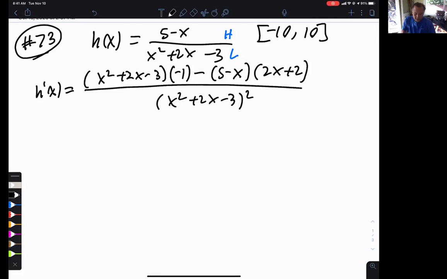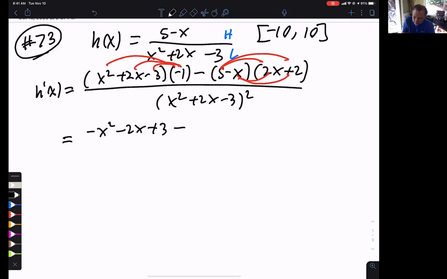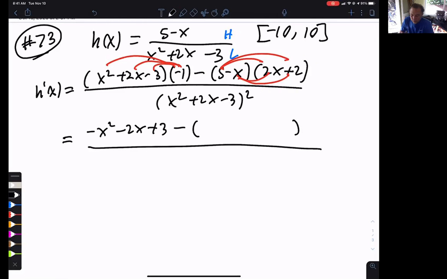Now we have to simplify. So I need to distribute that negative here, here, here, and then I have to do all this. So I'm going to do all that next. Negative x squared minus 2x plus 3 minus, now I'm subtracting all of this, so I need to have this next blob in parentheses. And that's all over, and I'm going to do something with the bottom too. We're doing a lot of crazy stuff. So we're going to factor the bottom, and it's still squared.